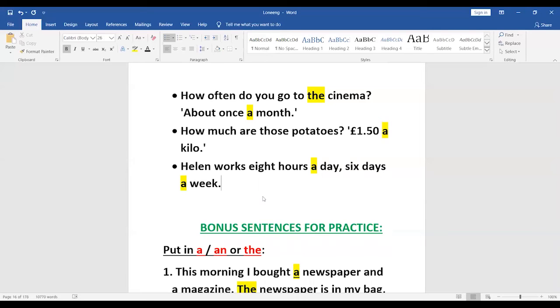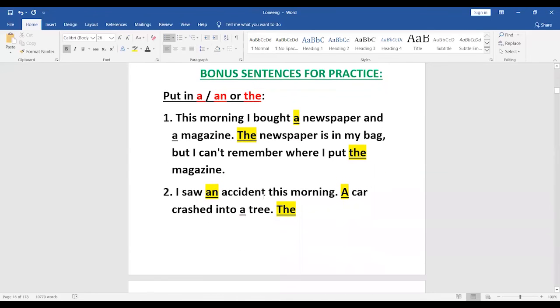Now we're going to go on to the bonus sentences. These are for your practice. I'm going to just read out two. We have given you the answers, but I want you to go home and practice. Listen to the video again and again. Write it down. Memorize all these sentences so that you can use correct sentences. Next time you want to say something, you will use the correct sentence because you've already memorized it. Okay? Take a look at the first example.